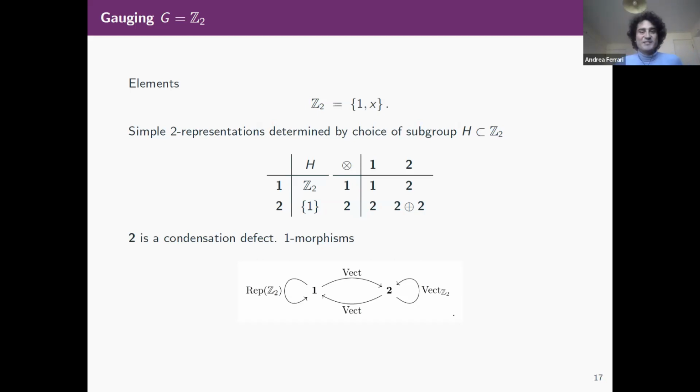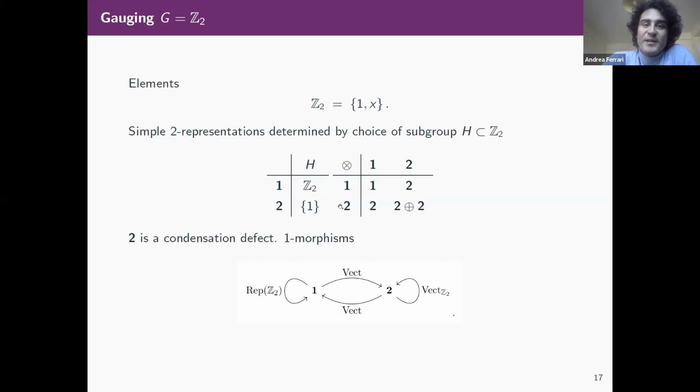So let me discuss very briefly a very simple example. We take the gauge group G, which is Z2. It has two elements, one and X. The simple 2-representations are basically determined by choices of subgroup, because in this case, the H2 class vanishes. The subgroups are Z2 and 1. Remember, these are the stabilizer subgroups. Here, basically, you have the full gauge symmetry preserved, and so this one here will be the trivial identity surface. Whereas 2 will be a condensation defect, because the group H will be basically a trivial group.